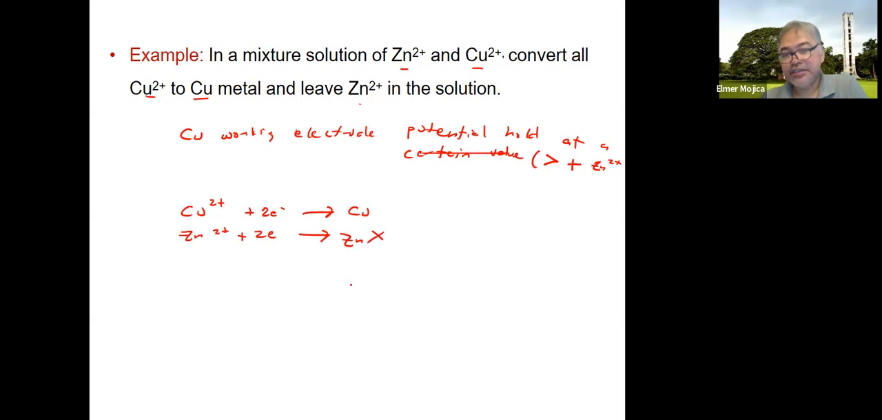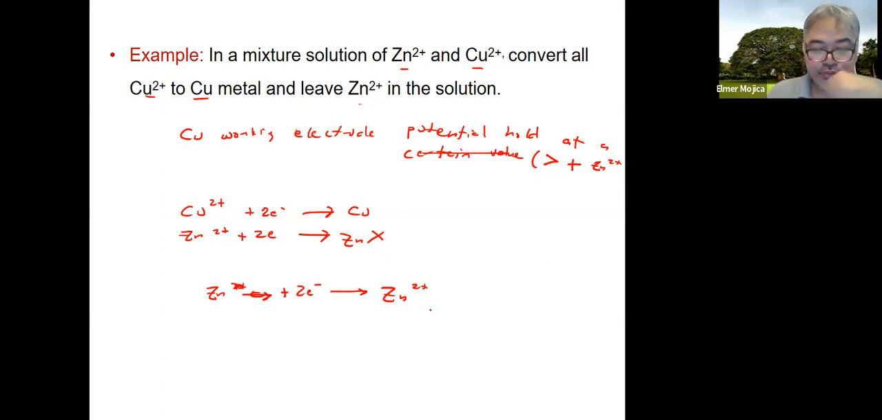If you remember, what is the one that usually happens spontaneously? Between zinc and copper, usually the zinc is the one that is oxidized. That's the spontaneous reaction. Now, if you want only your copper 2+ to be converted to metal and leave the zinc 2+ in the solution, you have to apply potential to the working electrode, which is your copper, at a value more positive than the zinc reduction.